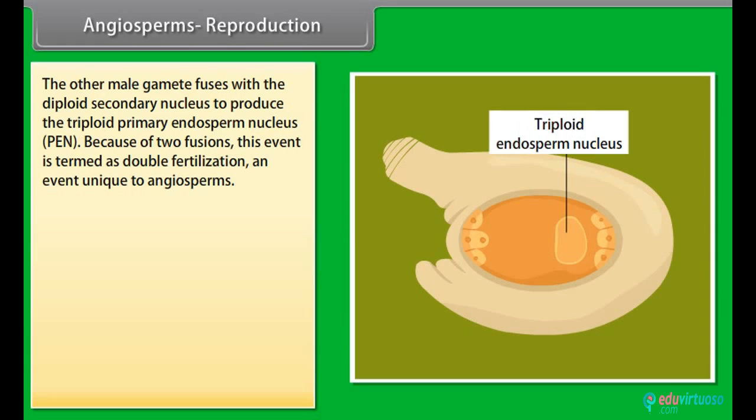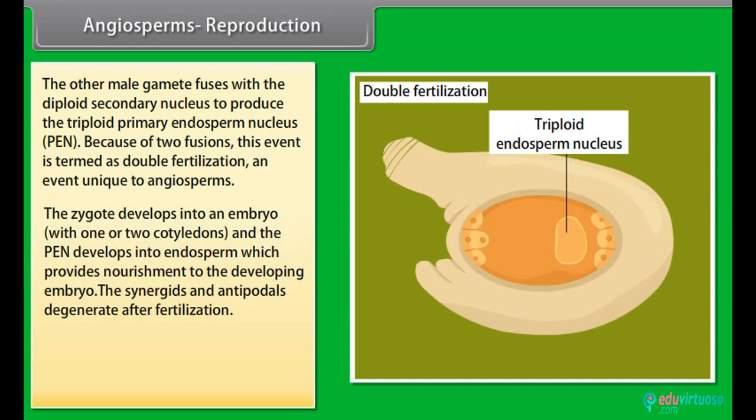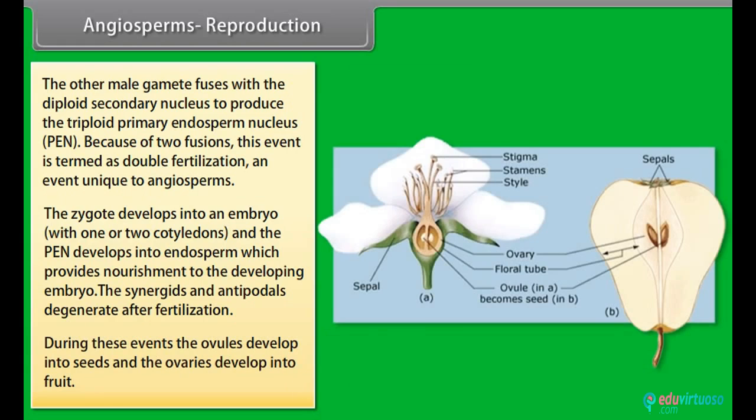Because of 2 fusions, this event is termed as double fertilization, an event unique to angiosperms. The zygote develops into an embryo with 1 or 2 cotyledons, and the PEN develops into endosperm, which provides nourishment to the developing embryo. The synergids and antipodals degenerate after fertilization. During these events, the ovules develop into seeds and the ovaries develop into fruit.